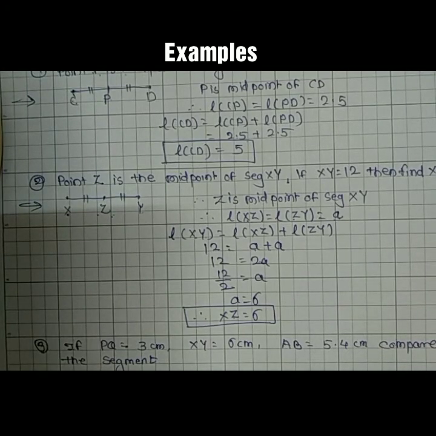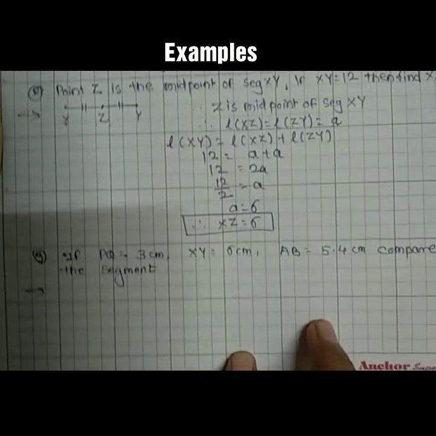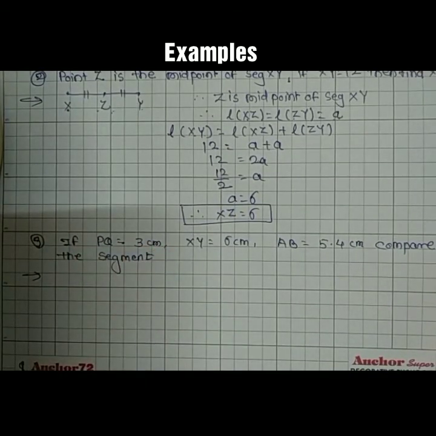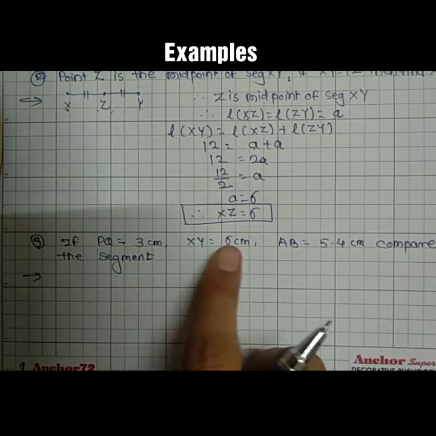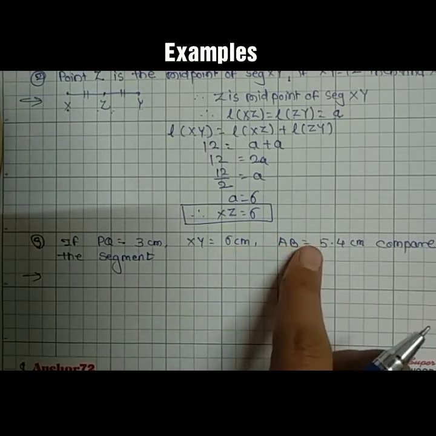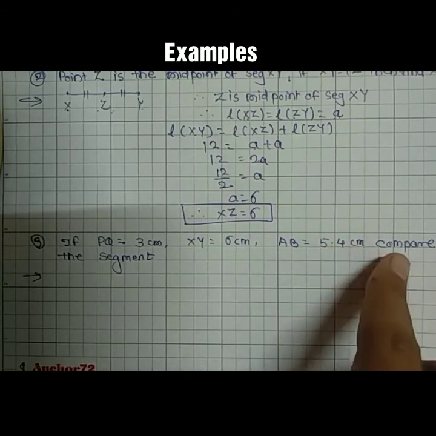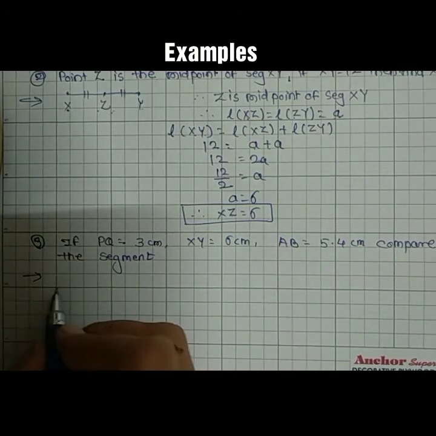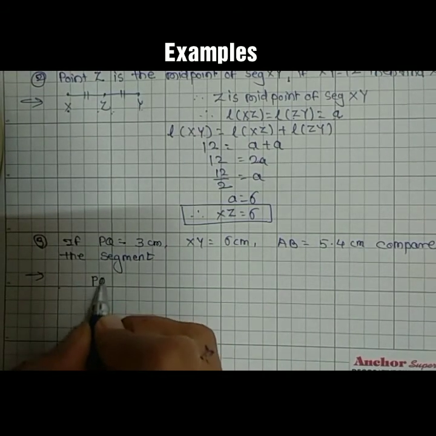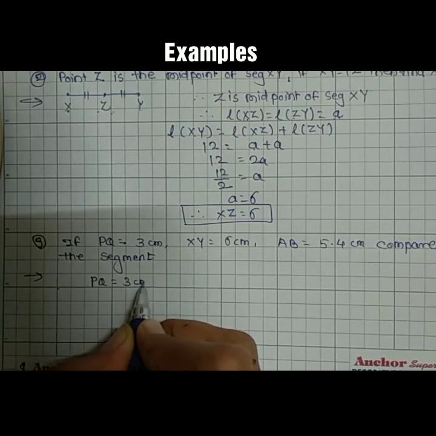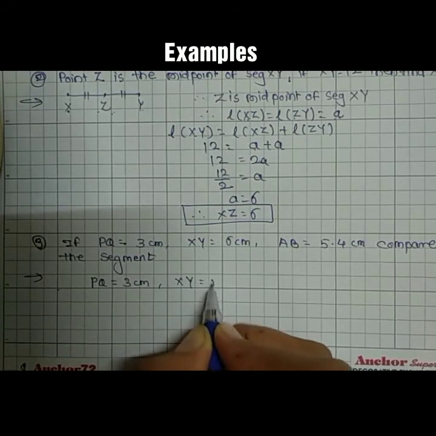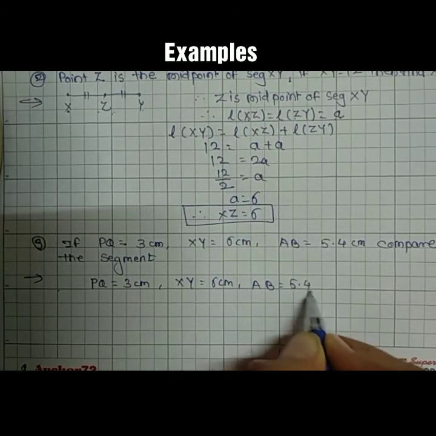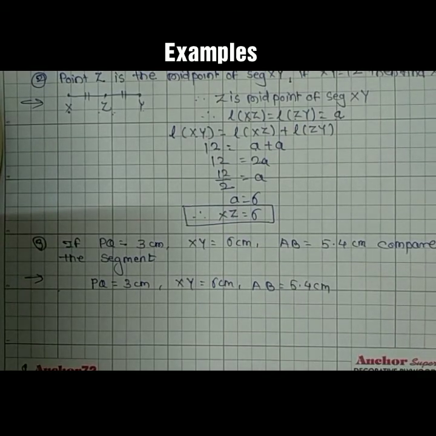Okay, writing over. The next example: if PQ is equal to 3 cm, XY is equal to 6 cm, and AB is equal to 5.4 cm, compare the segments. So in the solution, first write down the given things. PQ is equal to 3 cm, XY is equal to 6 cm, and AB is equal to 5.4 cm.